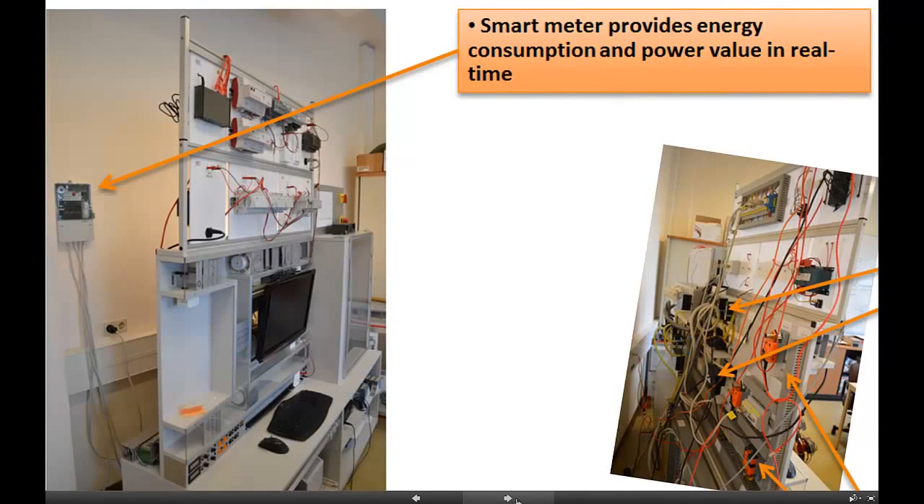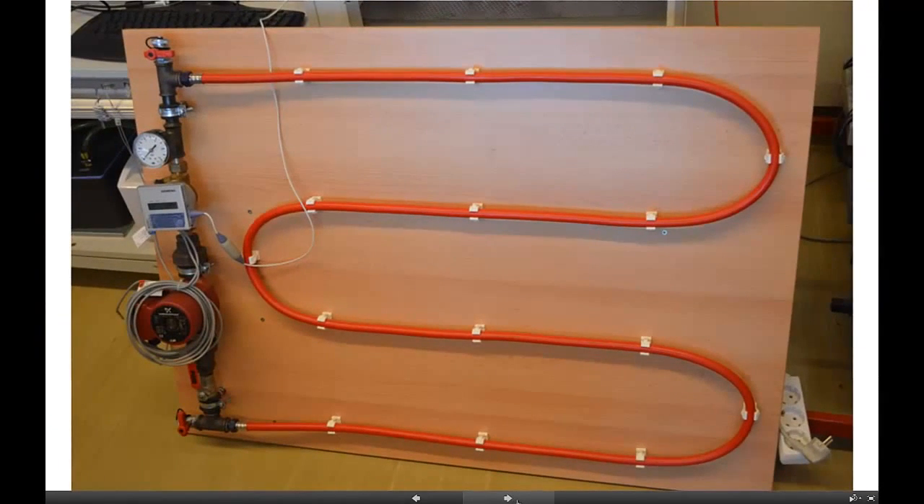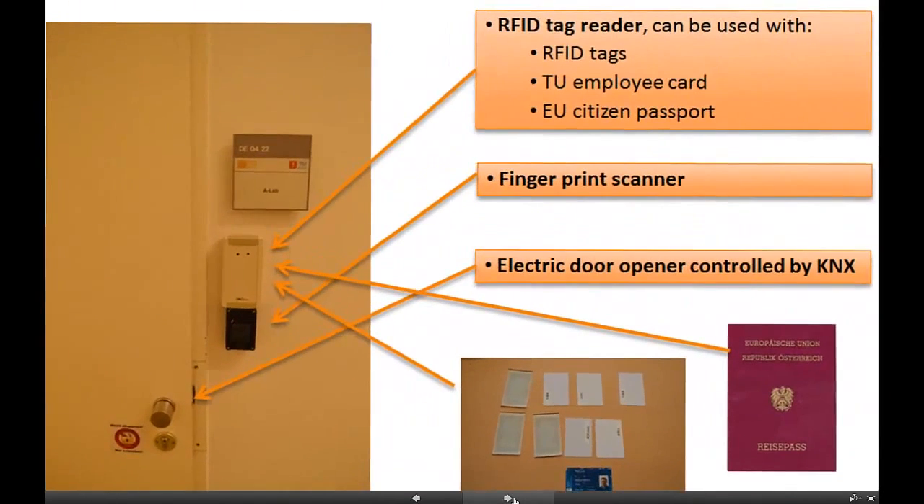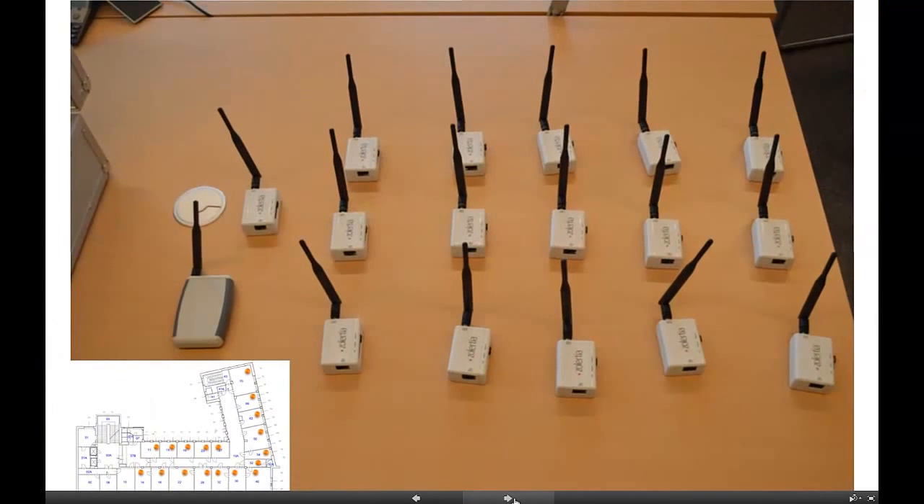And there's also a smart meter that allows to measure the energy consumption in real time. And there's also a meter for a simulation of a floor heating model. Finally, there's also an RFID tag reader integrated that can be used for access control, where an electronic door opener is also controlled using KNX. For smart objects, we use a 6LoWPAN testbed based on 6LoWPAN nodes that provide accelerometer and also a temperature sensor on board.